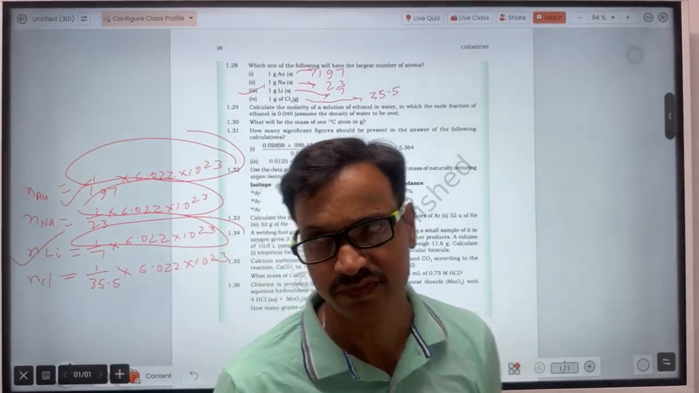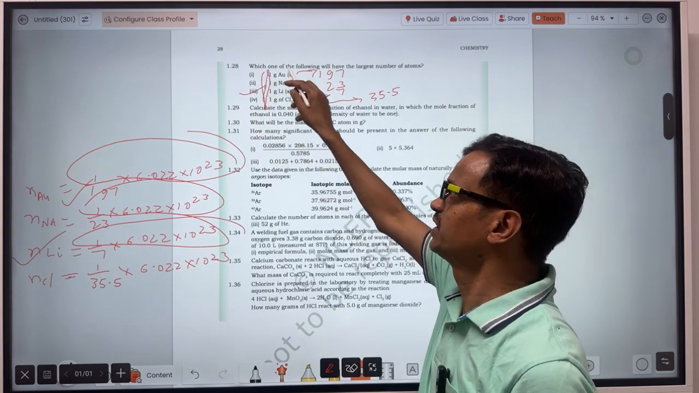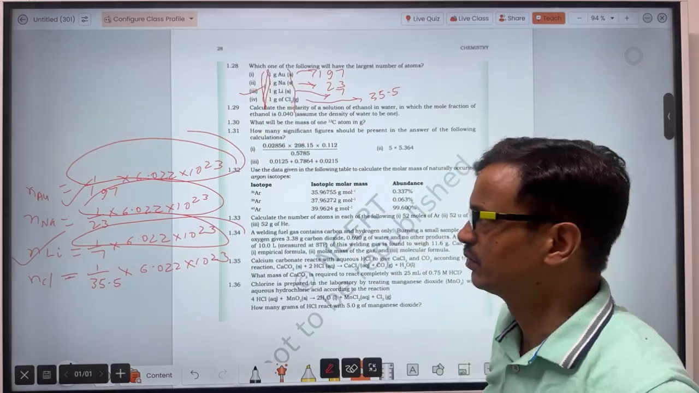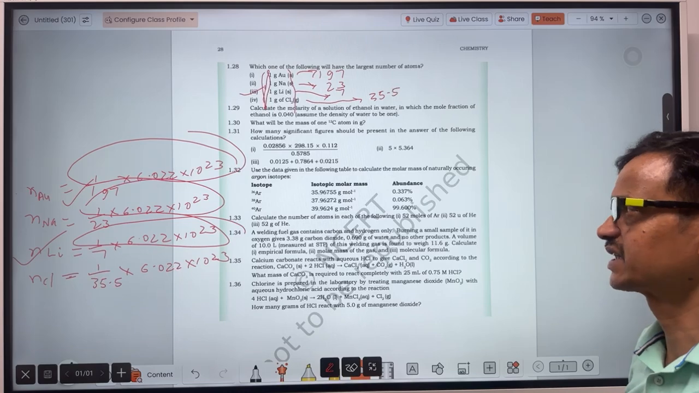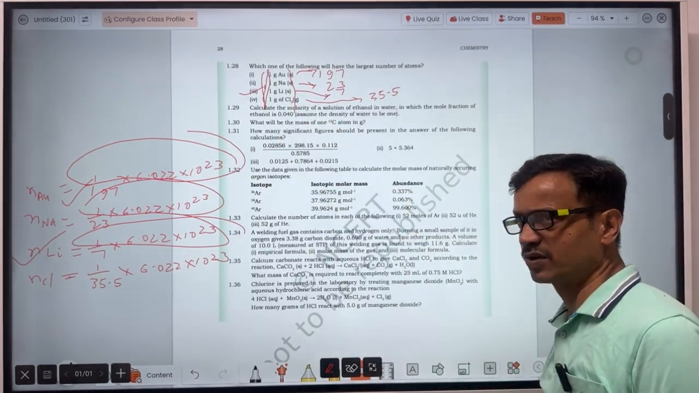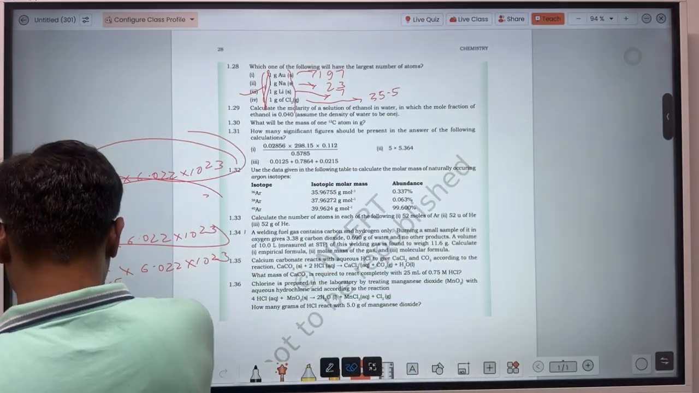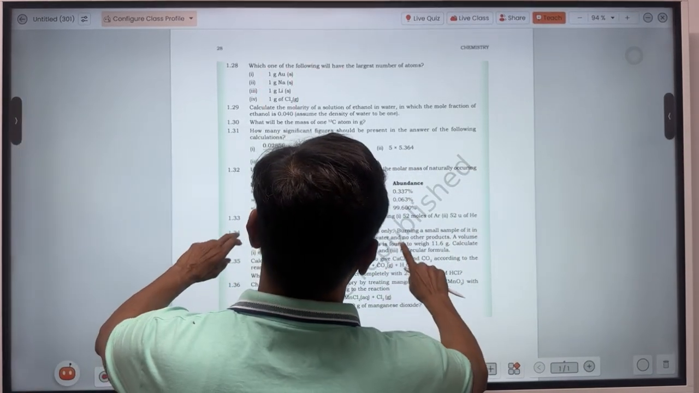Not to calculate also. Simply watch out, since the atomic weight is given. Whose atomic weight will be least? That will contain the maximum number of atoms, and whose atomic weight will be largest? Their number of atoms will be least. So now let's see another question.